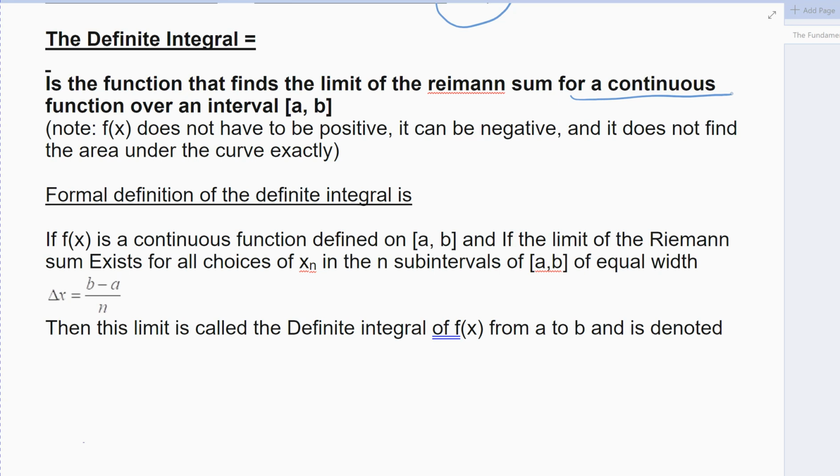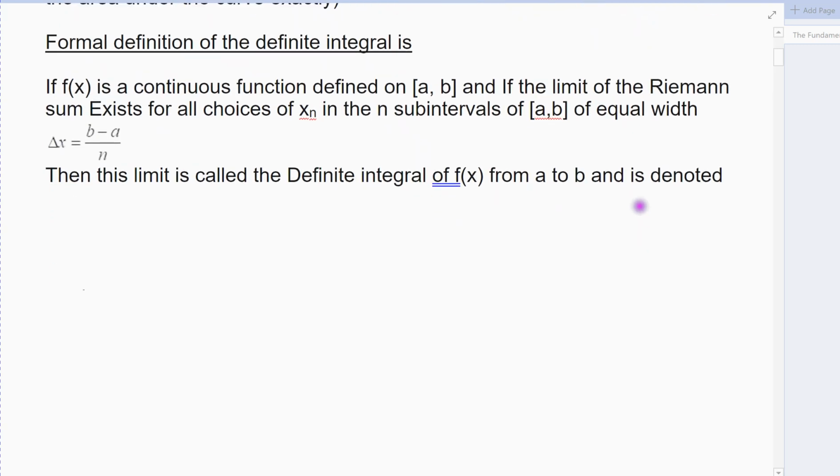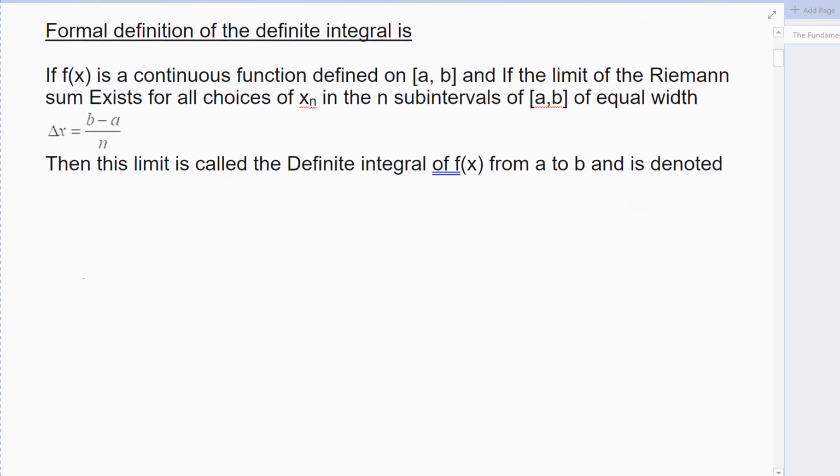So it can be negative, and because of that, sometimes it doesn't find the area under the curve, but it still has to do with area. It has to do with the accumulated sum of the function. The formal definition of the definite integral is, if f is a continuous function between a and b, the limit of the Riemann sum, the limit of the sum of those rectangles, where delta x equals (b minus a) over n, the n subintervals, where we broke it down into n intervals, where each width is the same distance. The definite integral is denoted, so it solves this limit.